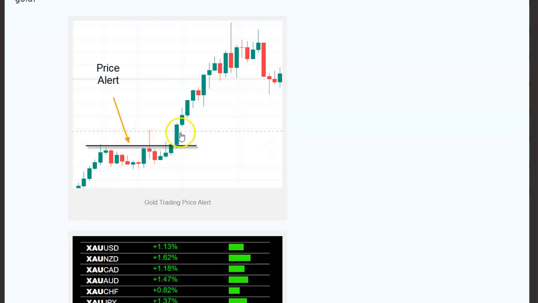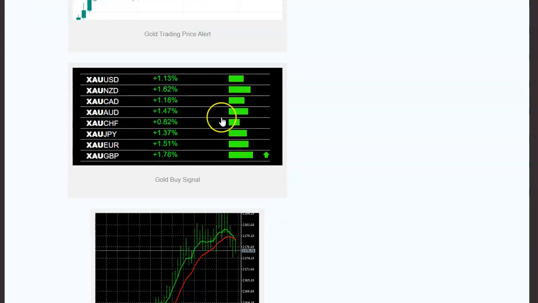Set a price alert, and you can set a price alert going in two directions, up and down at breakout points. You can set a breakout alert here. If it starts to go into a cluster, set a price alert on either side. It's called a straddle alert. When it breaks to the upside, you check the Forex heat map for validation.